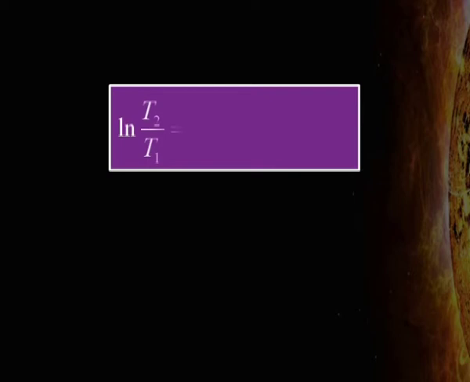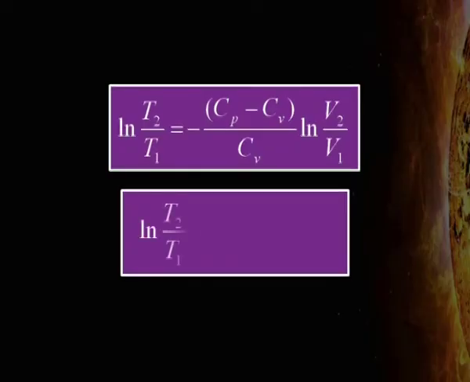Hence, putting the value of R equal to Cp minus Cv, we will get natural log T2 by T1 equal to minus Cp minus Cv upon Cv natural log V2 divided by V1. The ratio Cp by Cv is known as Poisson's ratio and is denoted by gamma. Hence, putting the value of gamma equal to Cp by Cv, we will get natural log T2 by T1 equal to minus gamma minus 1 natural log V2 by V1.